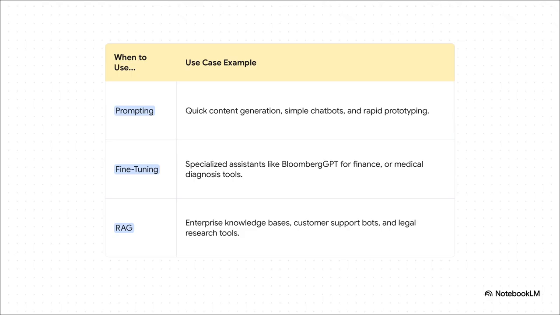Building a super specialized tool like Bloomberg GPT for finance or an AI that helps doctors with diagnoses, that needs the deep, baked-in knowledge that only fine-tuning can provide. But for anything, and I mean anything, that has to know what's going on right now, like a customer support bot using the latest FAQs, RAG is the undisputed champion.